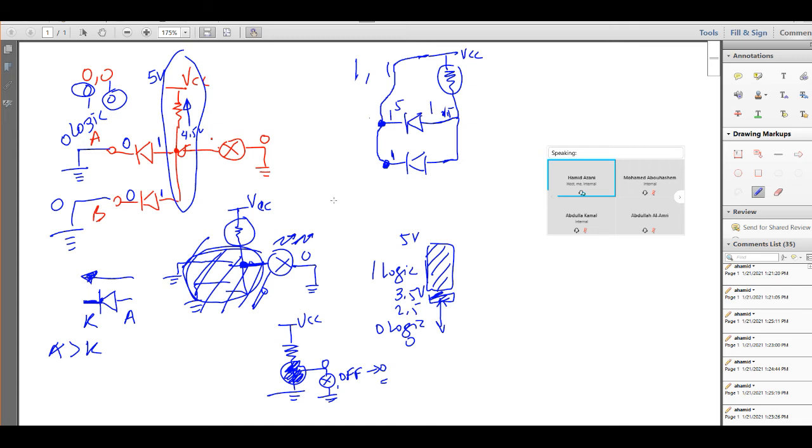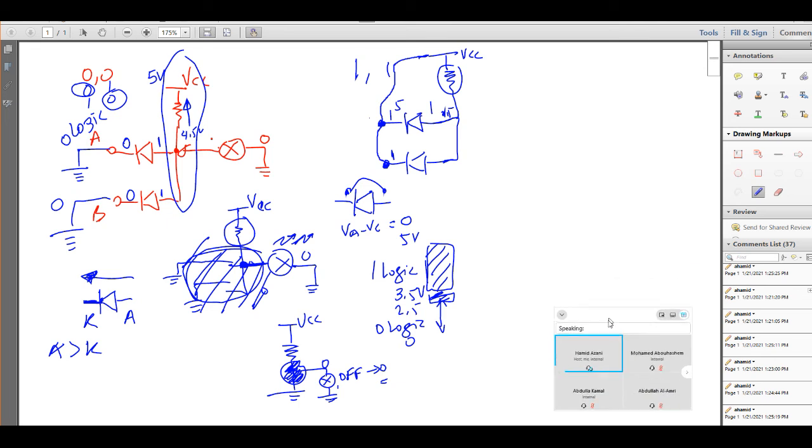And you remember I told you that for the diode to be conducting, this side should be higher than this side. Since both of them are similar, let's say V anode minus V cathode will be what? Will be 0, because they have 5 minus 5, 0 volts. So 0 volts means nothing in here. It can be represented by an open circuit.